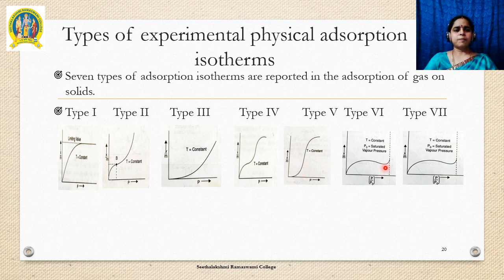Type 6. This type of adsorption is expected for non-wetted adsorbent system. Type 7. This type also occurs in non-wetted adsorbent system. In this, the saturation point or saturation vapor pressure is reached.